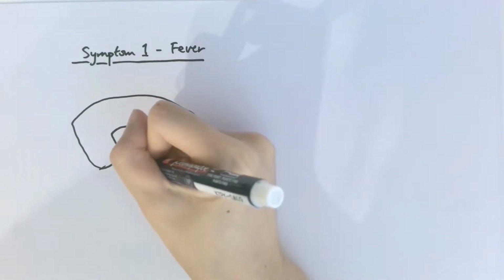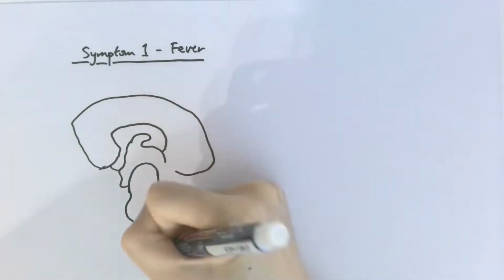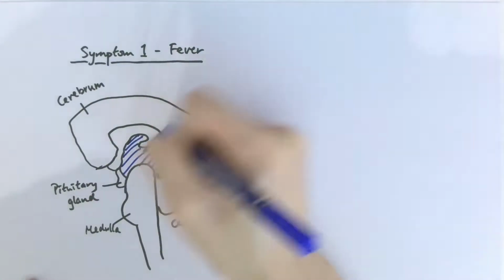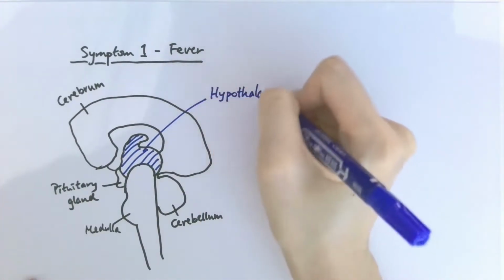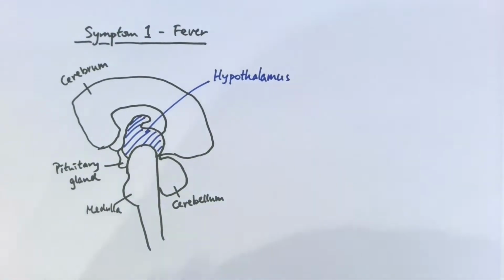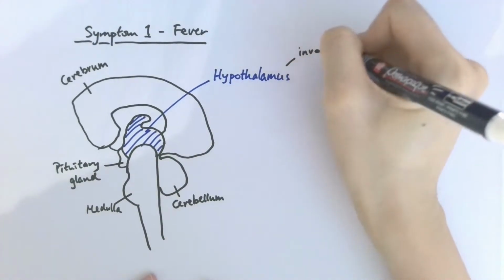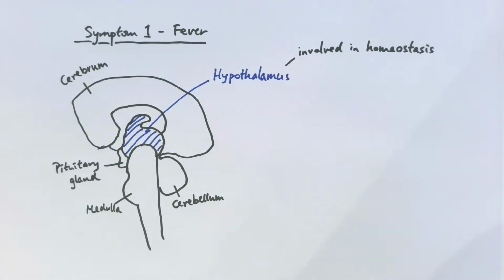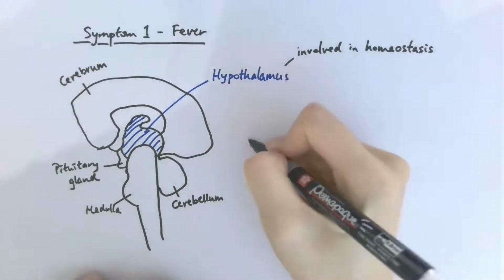A common misconception that people have is that the pathogens themselves cause the fever by releasing chemicals into our body. Well, actually, the fever is an action of the body's immune system on the hypothalamus of the brain. The hypothalamus is at the base of the brain near the pituitary gland, and it has a crucial role in homeostasis, which is the maintenance of our internal environment to keep it stable by negative feedback.